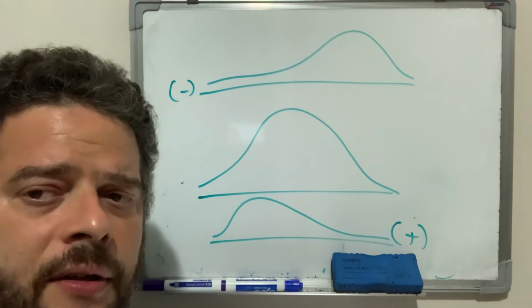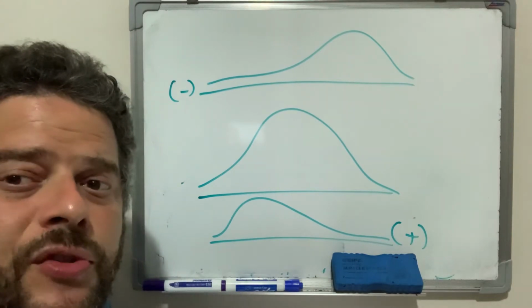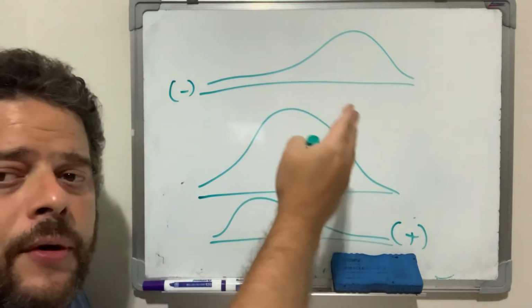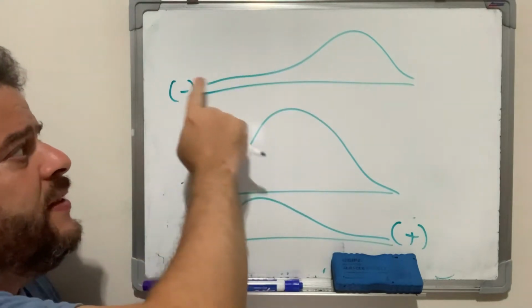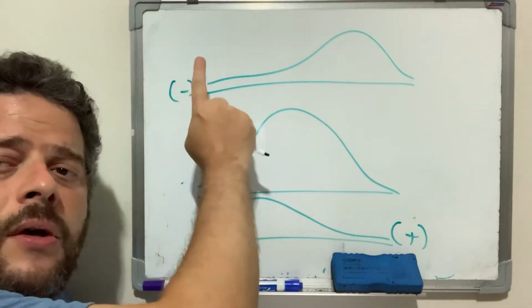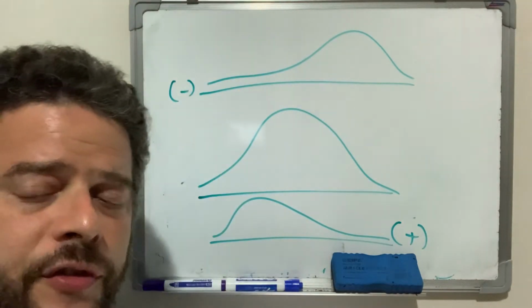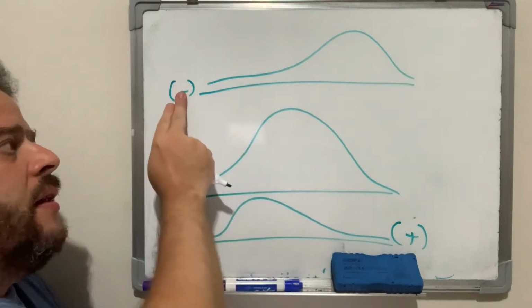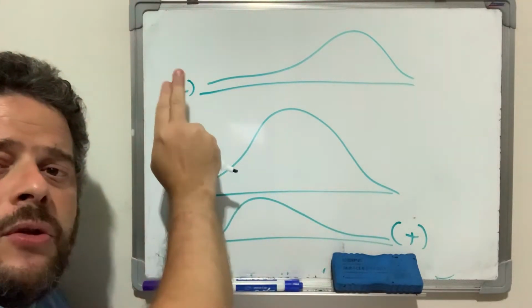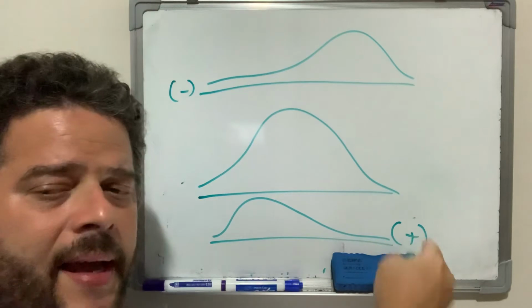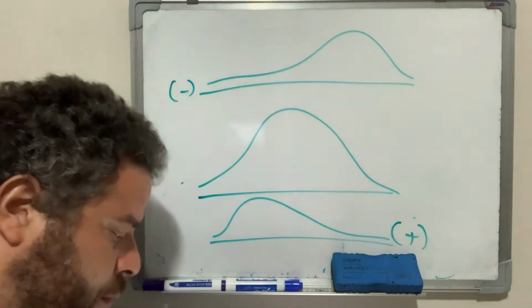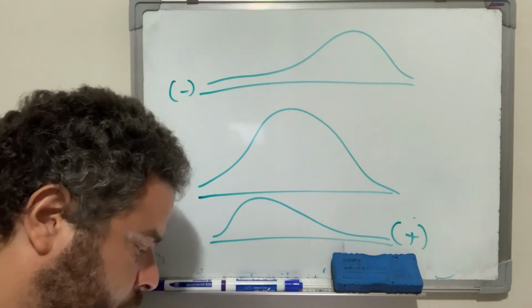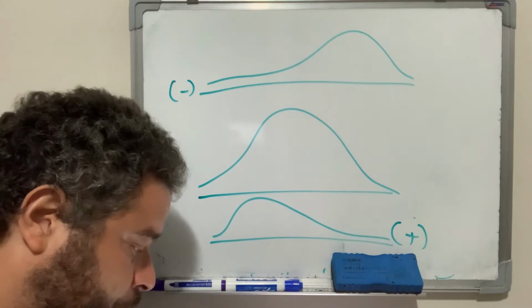That's a good way to know this, but I'd rather use the tail, like a mouse or a rat, because this is actually called the tail end. So the tail points to where the skew is. Left-handed or negative skew points to the left. Right-handed or positive skew points to the right. That's pretty much it for that.